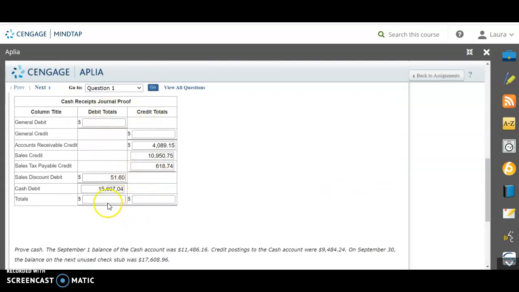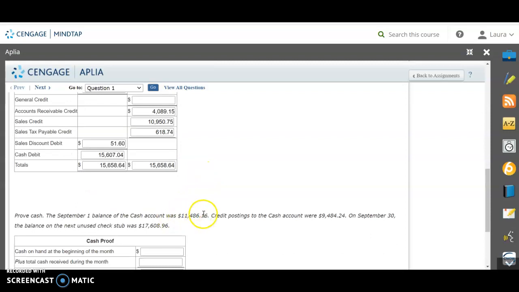So now we're just going to add straight down and make sure our debits equal our credits. And if we did the math correctly, we should have $15,658.64 for both the debit and the credit. And that's just a good check to make sure we do everything before moving on.